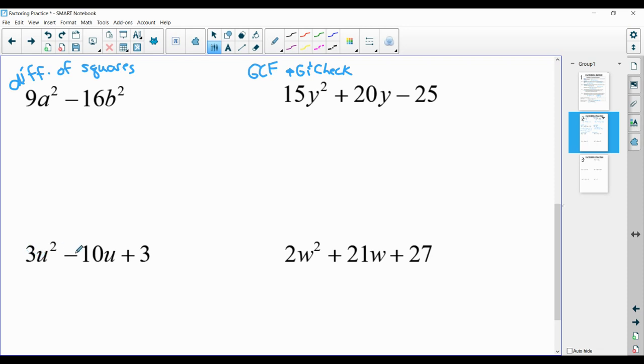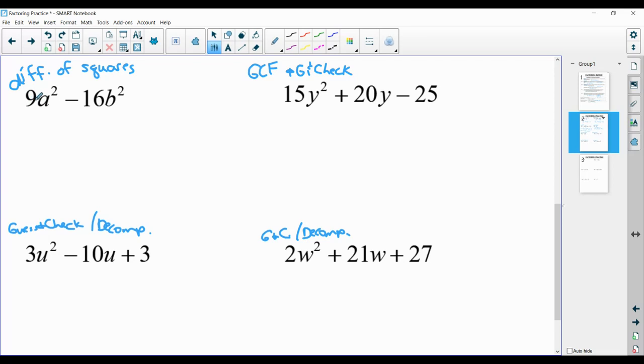Here I've got 3u squared minus 10u plus 3. I can't pull out a GCF, so it's probably either going to be guess and check or decomposition. Either of those methods will work. And then for the last one here, 2w squared plus 21w plus 27. This is again going to be guess and check or decomposition. So again, anytime we have the trinomials, if we can't do product sum, it's going to be guess and check or decomposition. So let's go back up to the first one here.